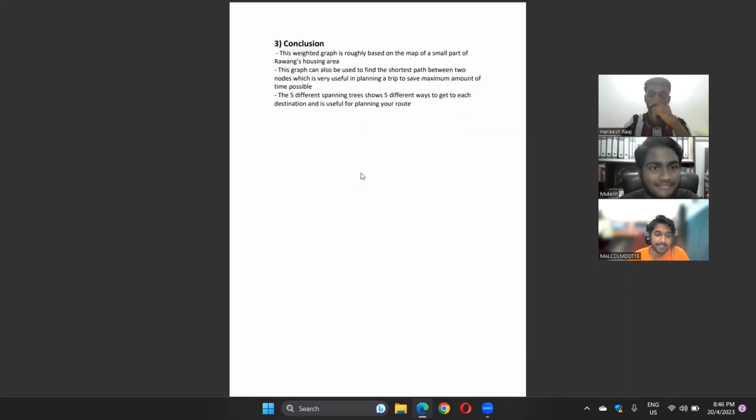And for the third and final question, which is the conclusion for this overall case study, the first conclusion that we can make is that this weighted graph is roughly based on the map of a small part of Rawang's housing area. This is because we used a certain small part of Rawang's housing area as our idea and as our blueprint for the graph that we drew. So that's how it came out, based on this small housing area.